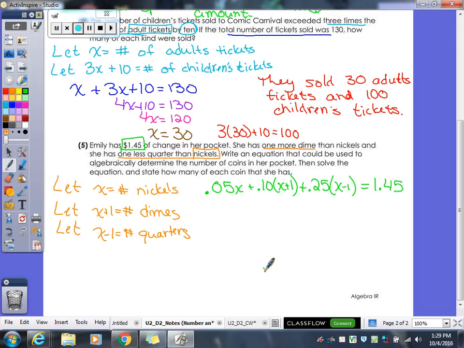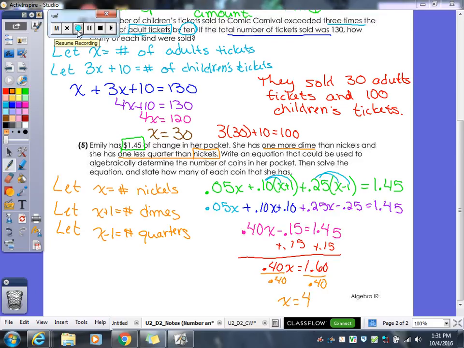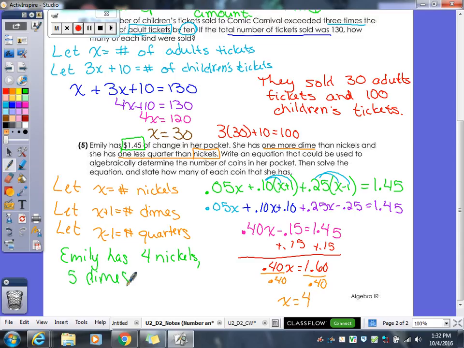So then we just need to solve. So let's have you take a minute, go ahead and solve that. So we should get x equals 4. So if x is 4, that means Emily has 4 nickels. Dimes were x plus 1, so 4 plus 1 means she has how many dimes? 5. Yep, so 5 dimes. And how many quarters? 3 quarters. Those ones are tricky, but you've got to just take your time and work through it.